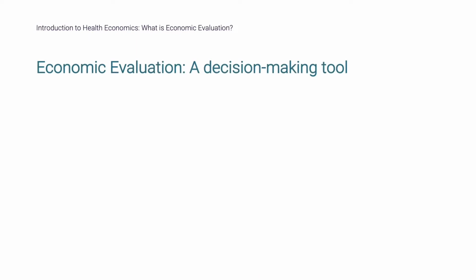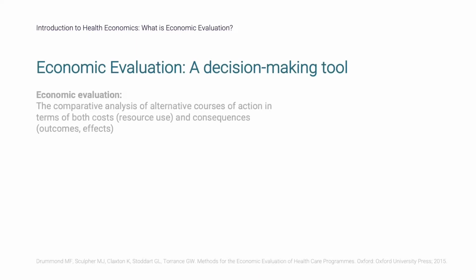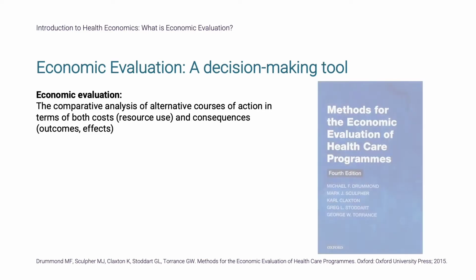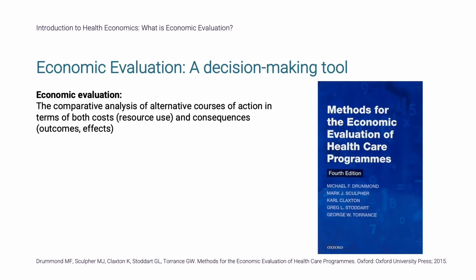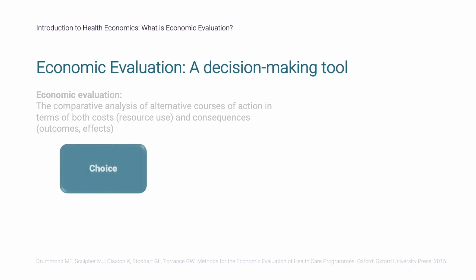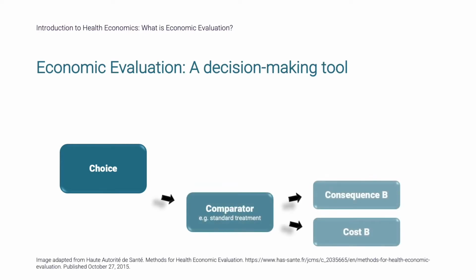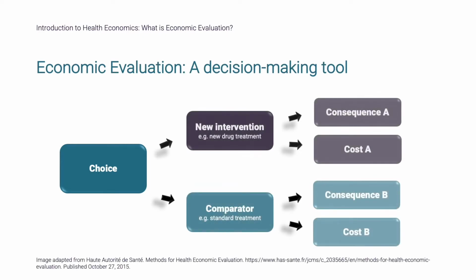A formal definition of economic evaluation is the comparative analysis of alternative courses of action in terms of both costs, resource use, and consequences, outcomes, or effects. This definition is found in the definitive textbook on health economic evaluation, authored by Drummond et al., and commonly referred to as the Blue Book. The reference is provided in the reading list. In the context of health programs, alternative courses of action may involve comparing standard of care to a new intervention or technology, such as a new drug.